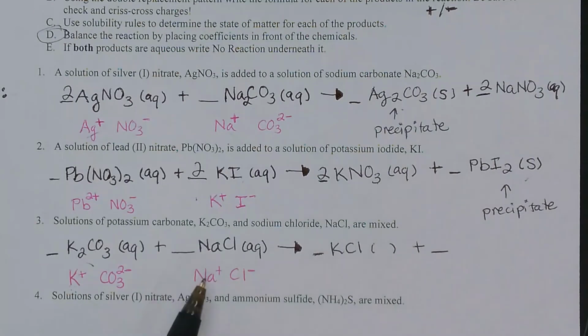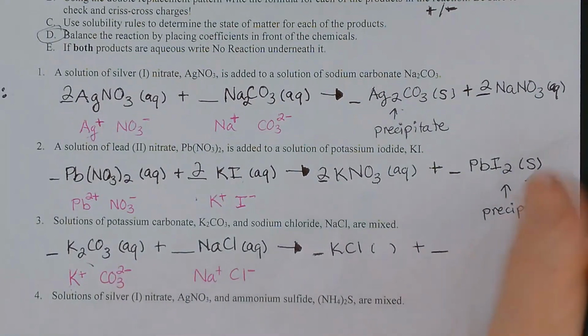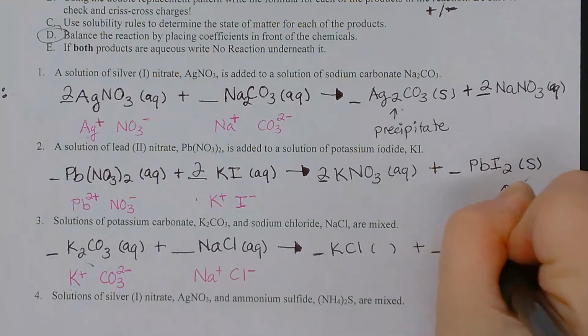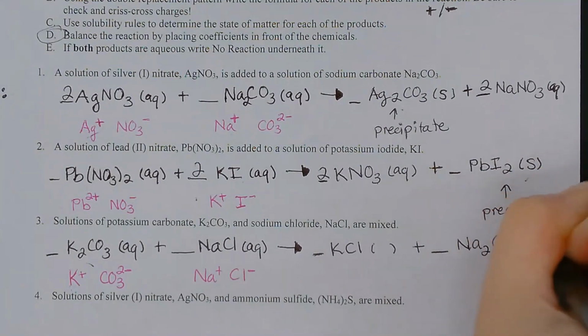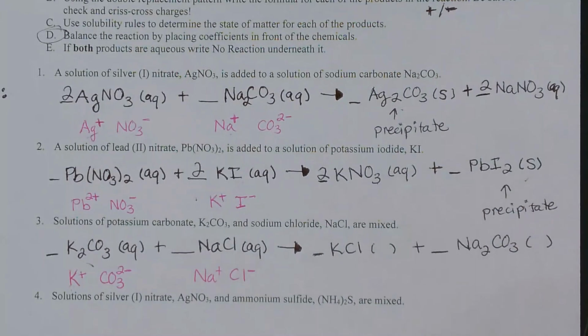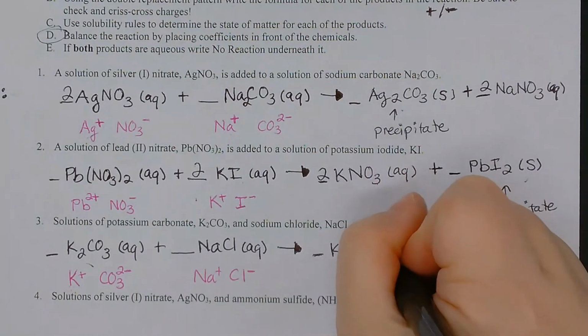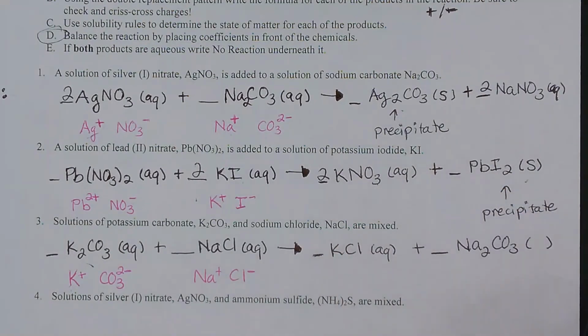And then our other chemical, we've got sodium, our positive, carbonate, our negative ion. We have a 2- charge there, so we do need to crisscross. So Na2CO3, and our space for state of matter. Now, potassium is always soluble, so that's aqueous. Sodium is always soluble, so that's aqueous.